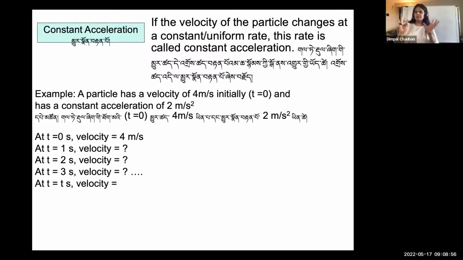So I have talked a lot about velocity changing at a constant rate. So let's see example. We will do example for velocity changing, like velocity increasing at a constant rate, and then velocity decreasing. And then I will just show you the graph for that.